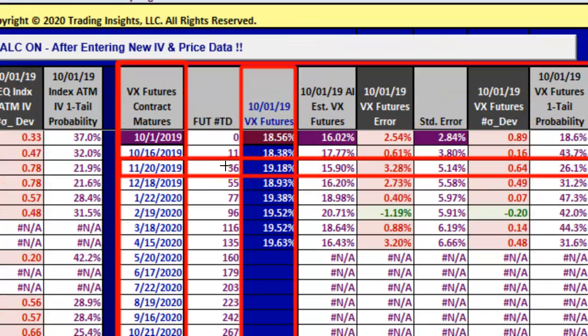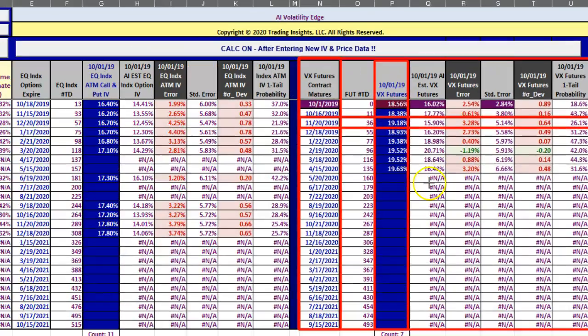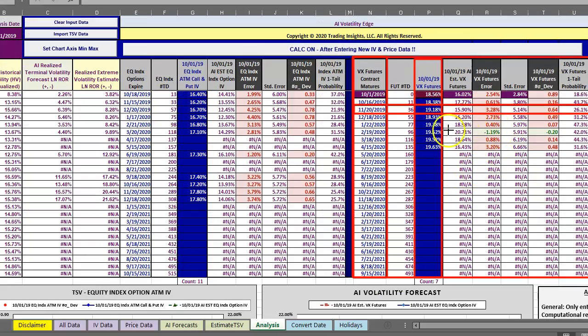that's 36 trading days in the future. The futures price was 19.18, and 15.9 was the forecast. That's an error or deviation of 3.28% relative to a standard error of 5.14, or 0.64 standard deviations. So again, the majority of those contracts are in fact overvalued with only one exception, which is the contract that expires in February 19 of 2020. So what we can see from this is that the options and almost all of the futures contracts are overvalued.